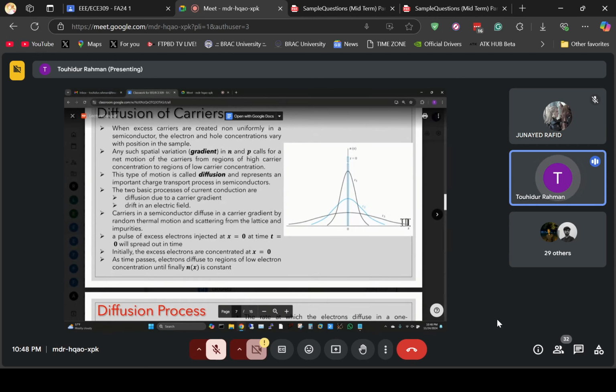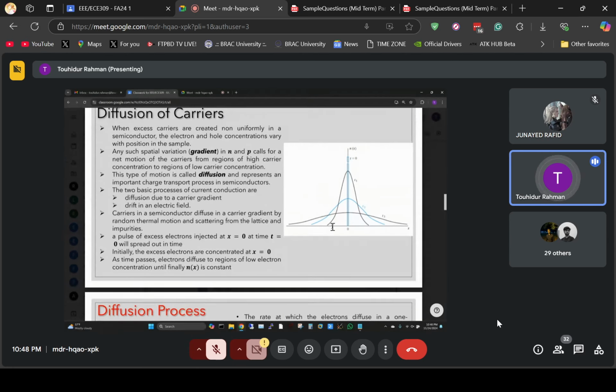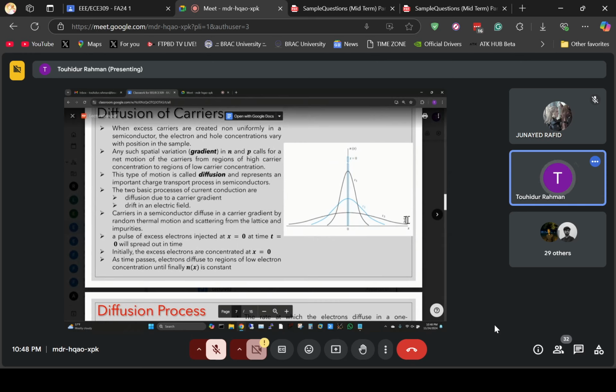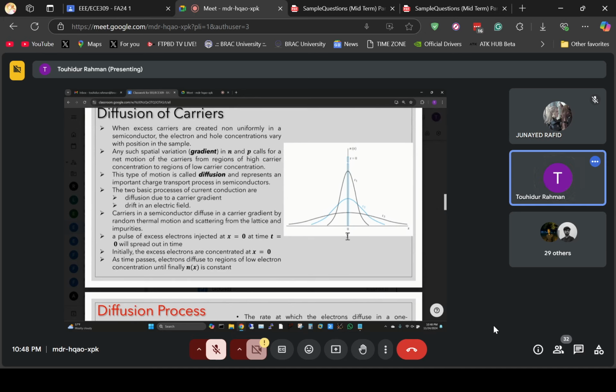The spread, or the width of this distribution, is increasing because there is no recombination. That means we are not going to lose any carriers. But if we lose carriers, this condition is not true anymore. That means it's not going to spread like this. The peak will drop to zero with time. Does it make sense?